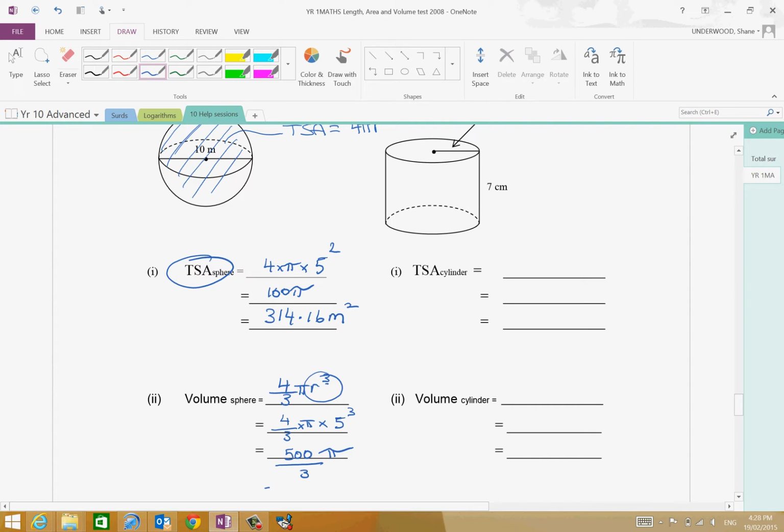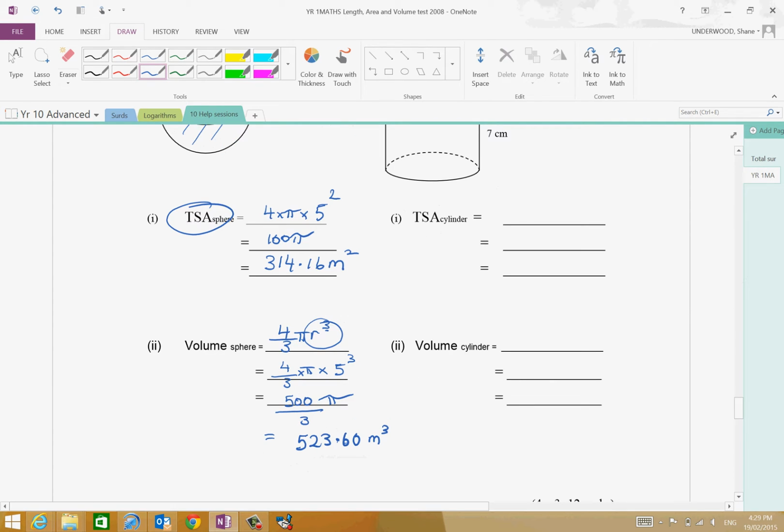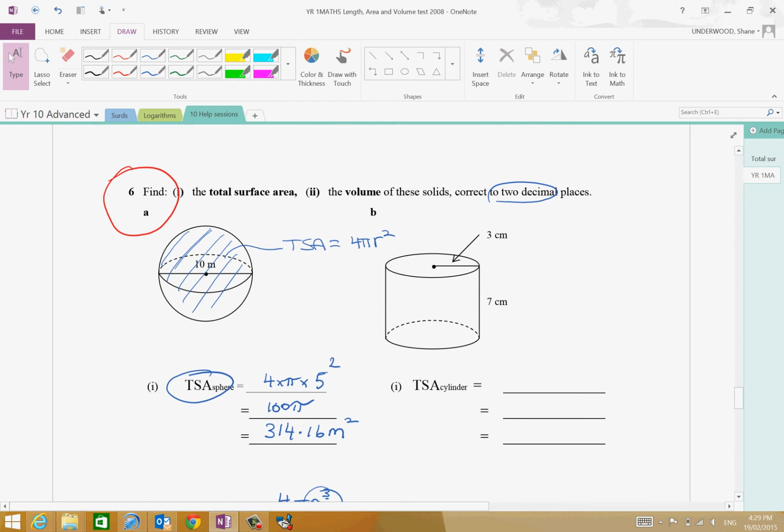And if you do that in your calculator, tell me what it is to 2 decimals. All right, so you should have got 523.60 metres cubed.